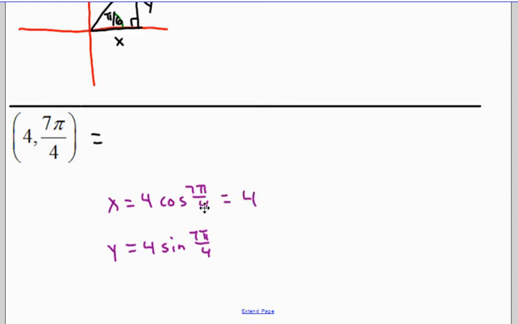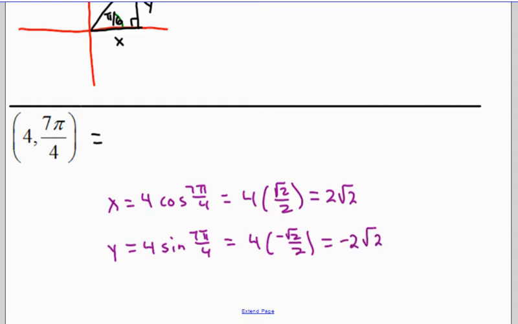So let's see. Cosine of 7 pi over 4 is square root of 2 over 2. That's in the fourth quadrant, so it's positive square root of 2 over 2. So this would be 2 square root of 2. And then sine of 7 pi over 4 is also square root of 2 over 2, but in the fourth quadrant it's negative. So this would be -2 square root of 2. So the rectangular coordinates that are the same as these polar coordinates are 2 square root of 2 and -2 square root of 2.